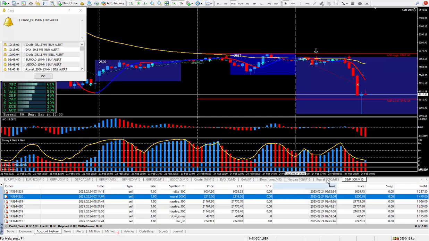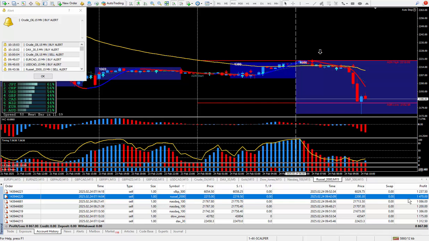Okay, let's move on to the Russell. Now the Russell pays $10 for each tick, so looking at the money, easy to see, should be 147. So let's drag and drop this up, see where I got in at.